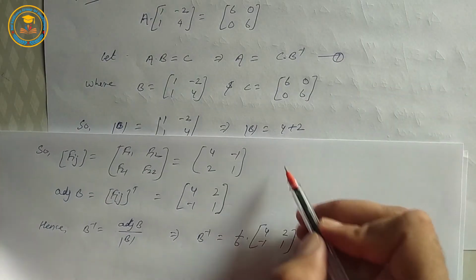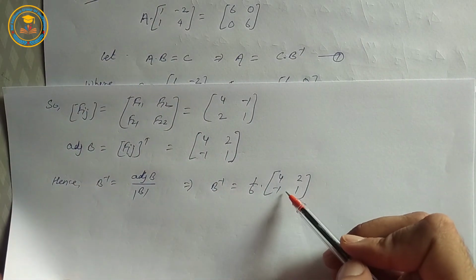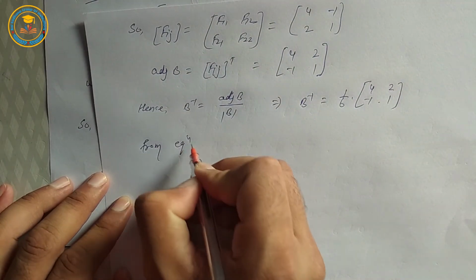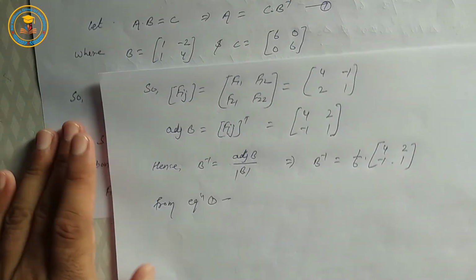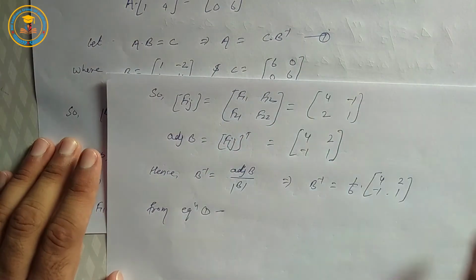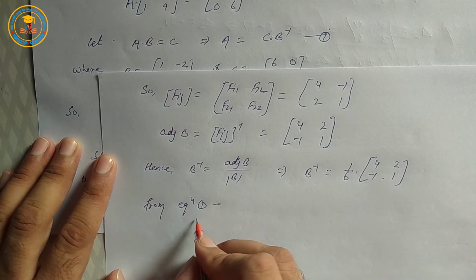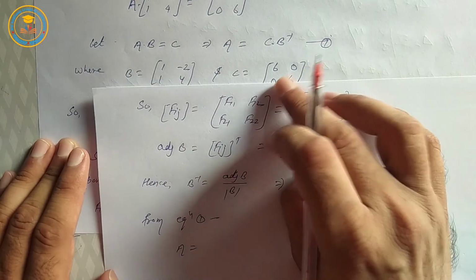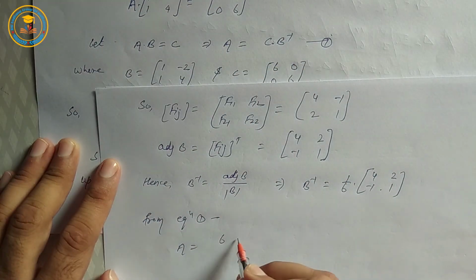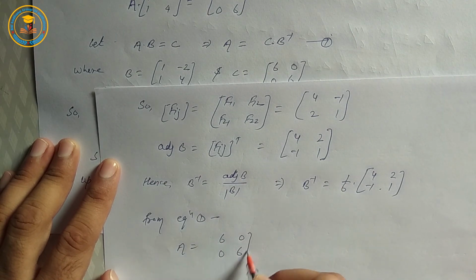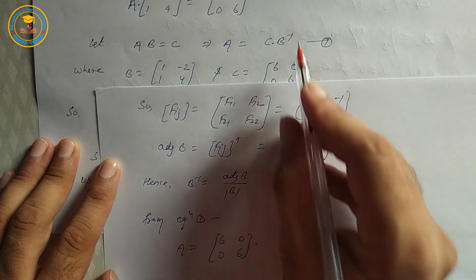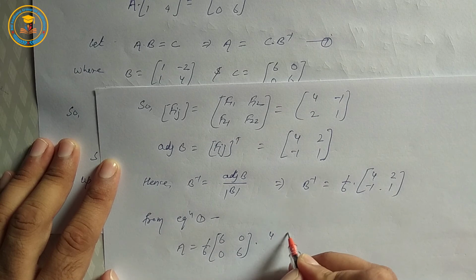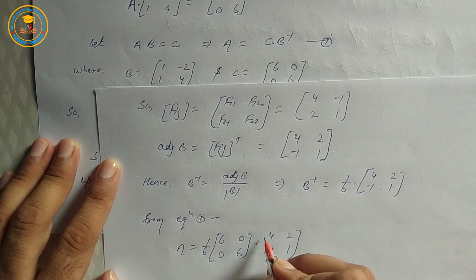B inverse is equal to something. From equation first, matrix A is equal to C into B inverse, that is [6 0; 0 6] into B inverse. B inverse is equal to 1 by 6 into [4 2; -1 1]. Okay.